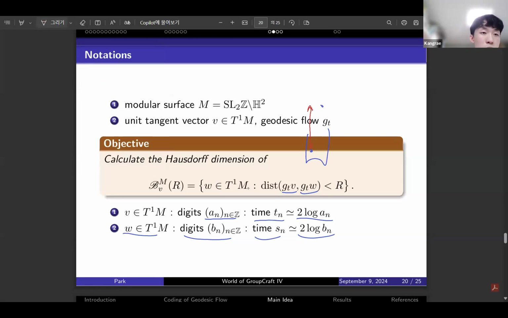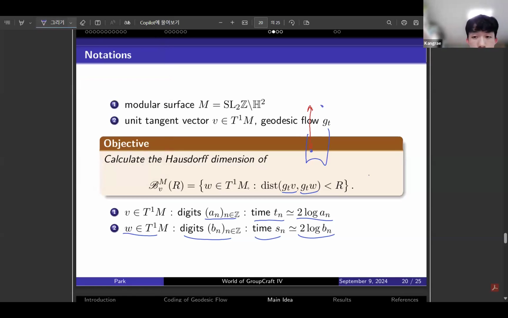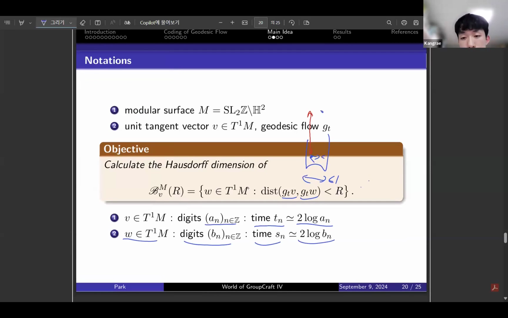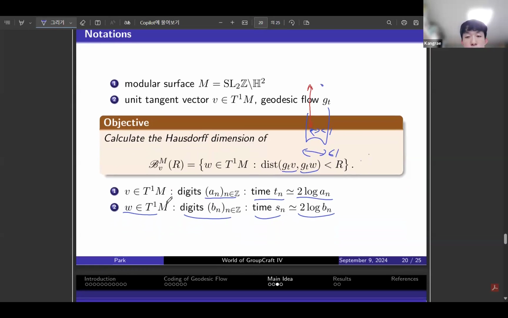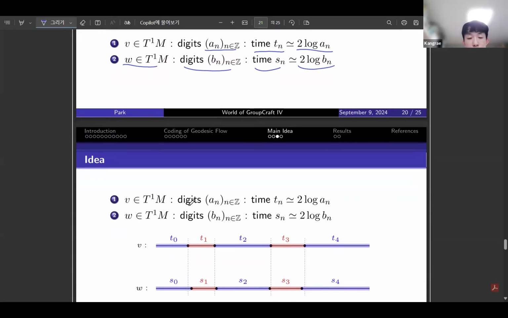That's because the width of this modular surface is bounded by 1. So this distance would be bounded by 1. So only the height matters when distance goes bigger and bigger. So we are interested in height, and we want to make, there are 2 geodesics, and they are going around the modular surface, and their heights should be similar.